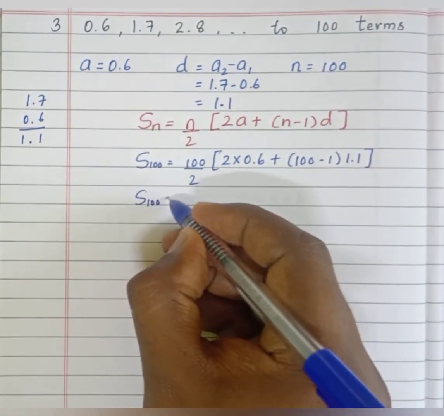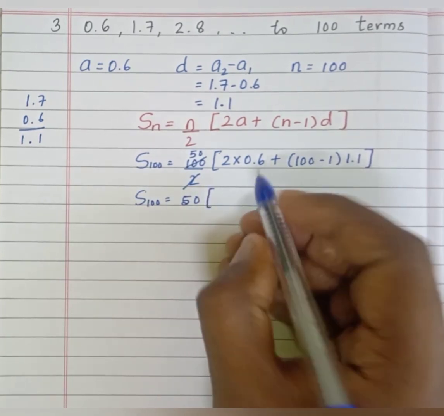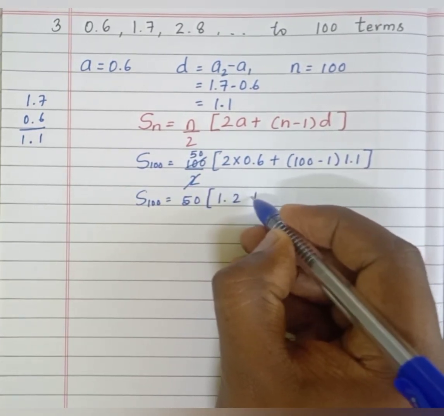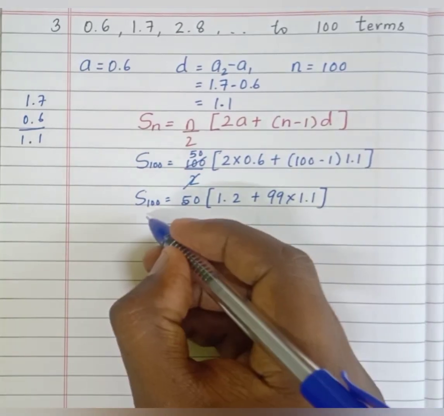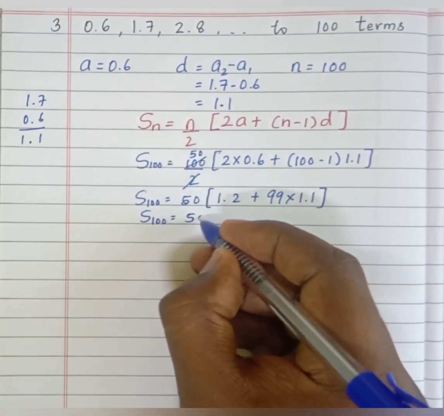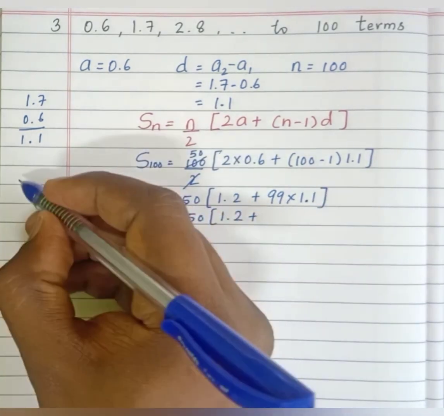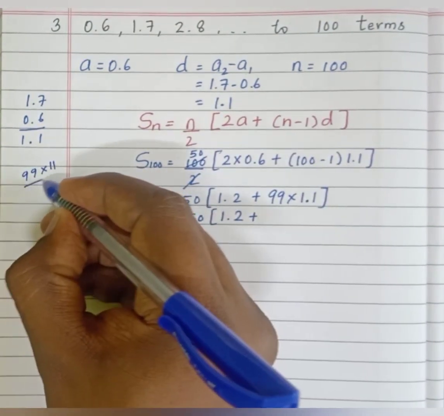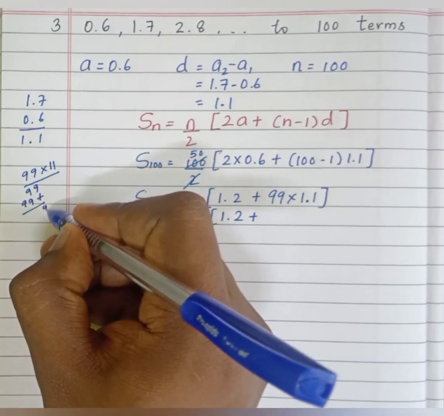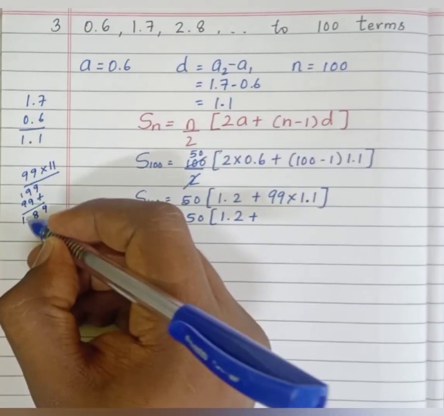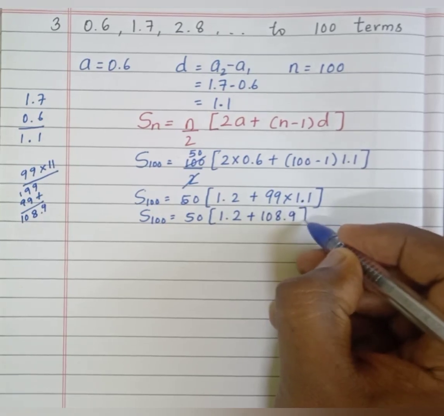Now S100 equals, what is 100 by 2? That is 50. So 50 times 2 into 0.6 we get 1.2, plus 100 minus 1 is 99 into 1.1. Now 99 into 1.1, 99 into 11 we get 1089. Since there is a decimal point, put the decimal point after a single digit from the unit place, we get 108.9.